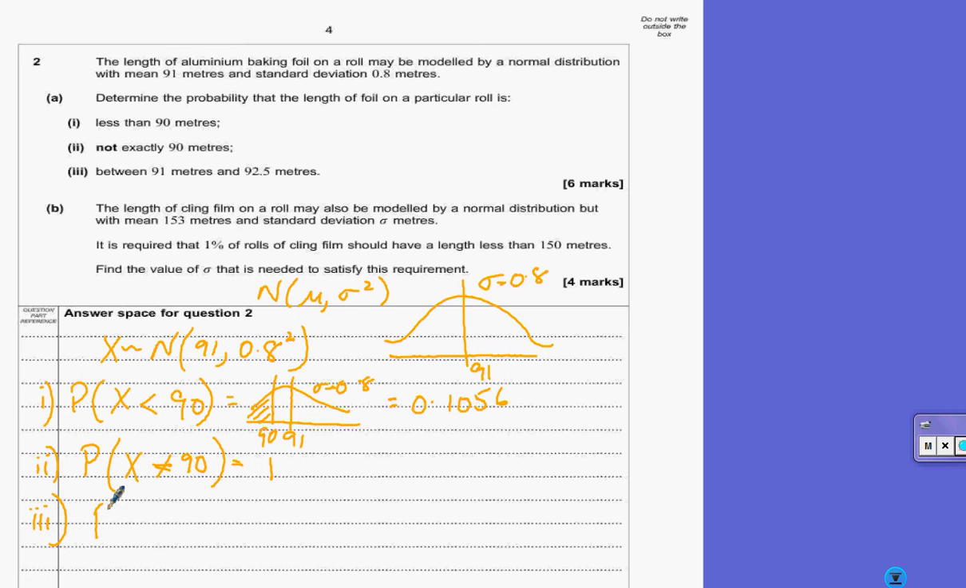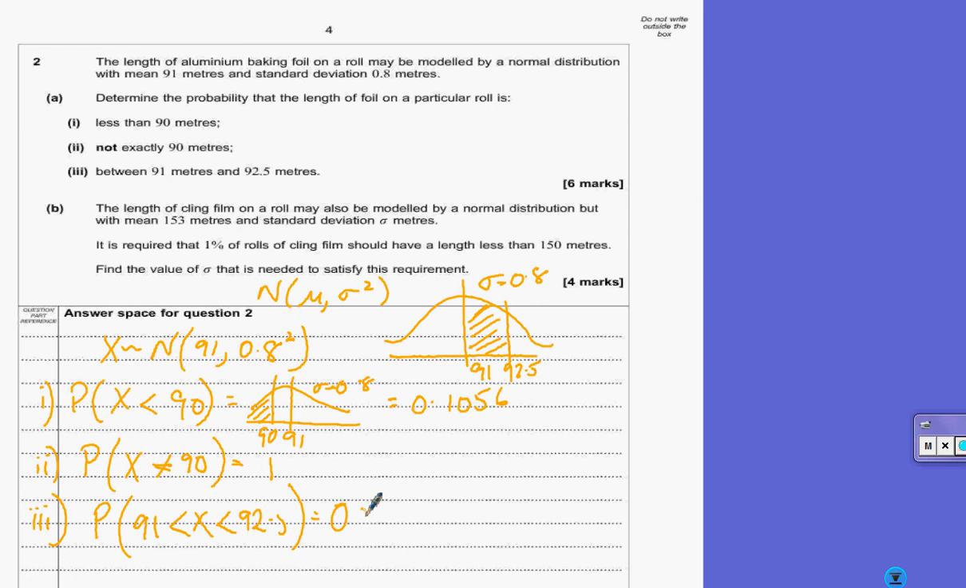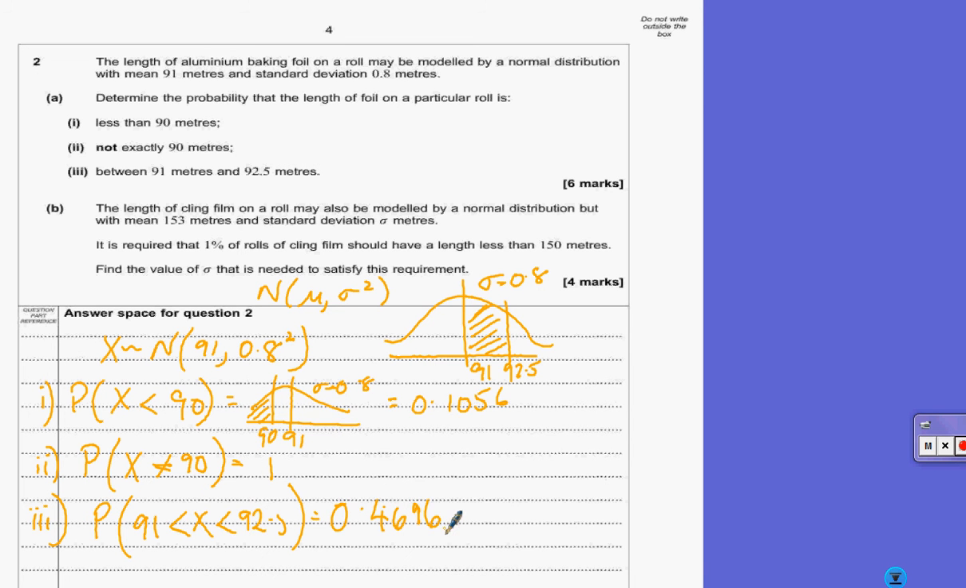Okay, the probability of between. So I want 91 meters is less than X is less than 92.5. This is a dream on our calculators. I'll go up to this drawing up here. So we want 91 and 92.5, that area for this question. Get your calculator back, exit once, go up and change your low value to 91, your upper value to 92.5, and press equals. And you come up with 0.4696.